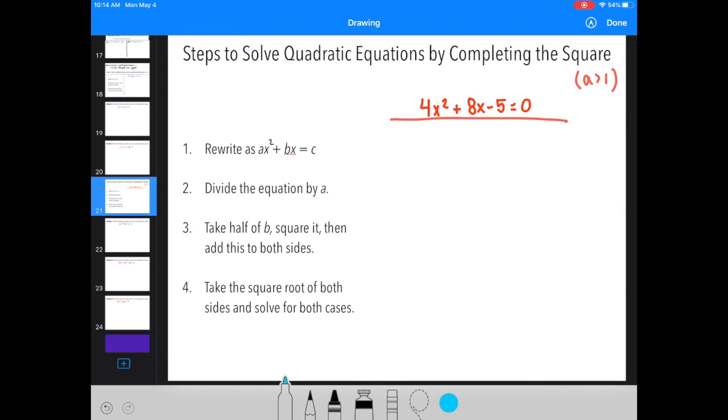So I'm going to subtract or add my 5 over. So I'll have 4x squared plus 8x equals 5. And I'm going to divide my whole equation by that coefficient. So divide by 4, divide by 4. Now I have x squared plus 2x is equal to 5/4.